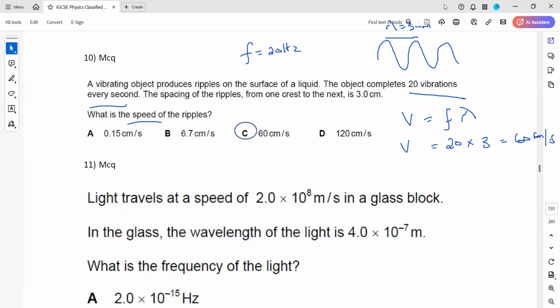So vibrations per second is known as a frequency, and the spacing between two successive crests or two successive troughs is known as the wavelength.